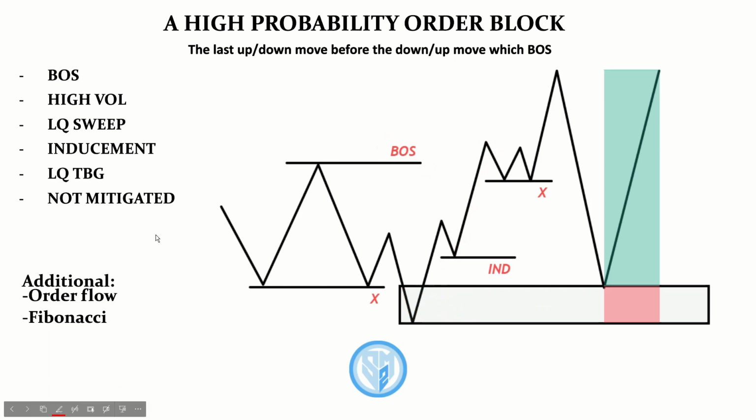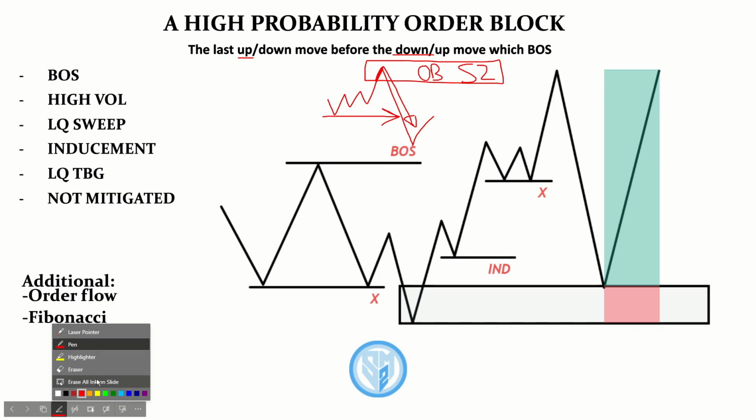And if we want to go through a quick example of a supply zone, we would be thinking about something like this, which is if we drew this box right here, this would be our OB or supply zone. And the reason why is because if we look here, this movement right here is the last up move before this massive down move, which caused a break of structure towards the downside, right? That is the simplest way to identify and define order blocks and supply and demand zones, right?